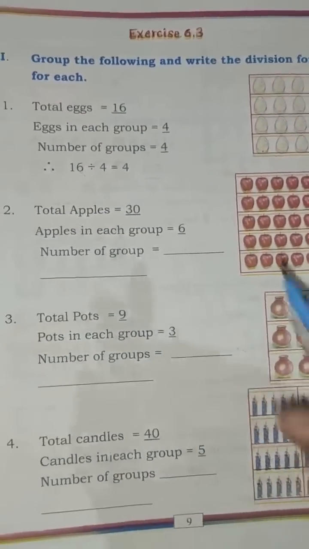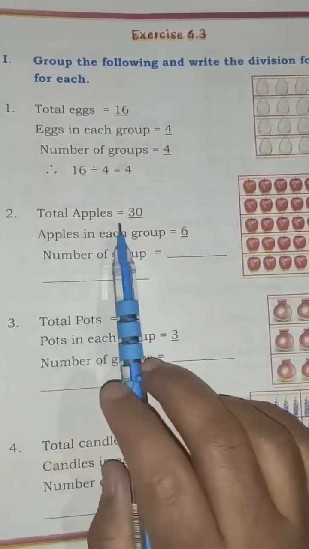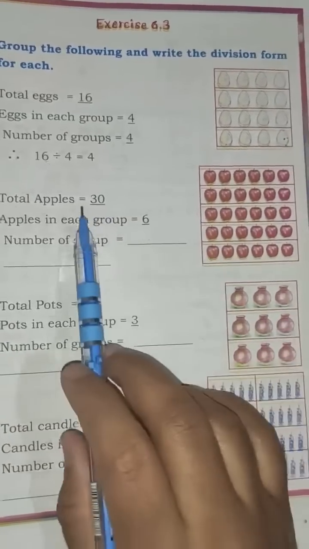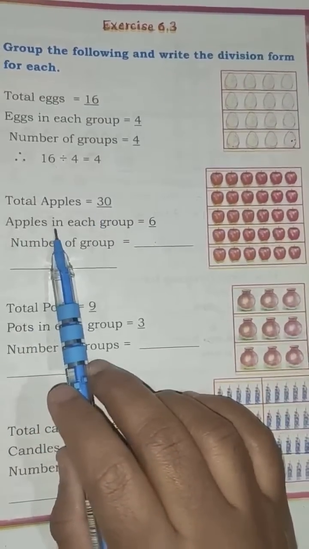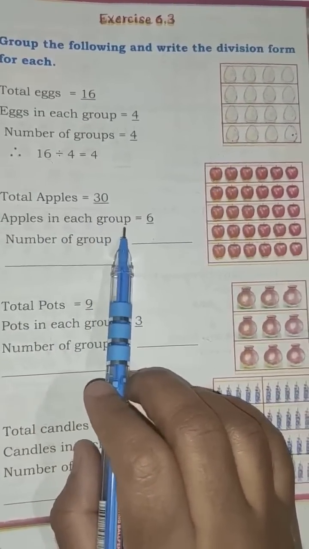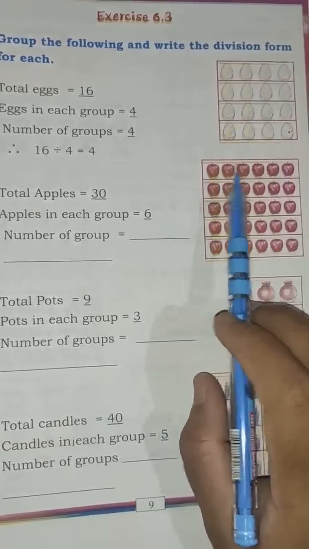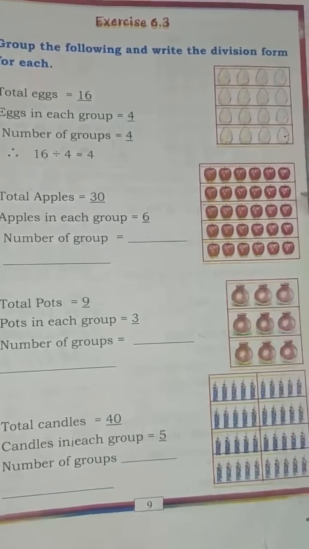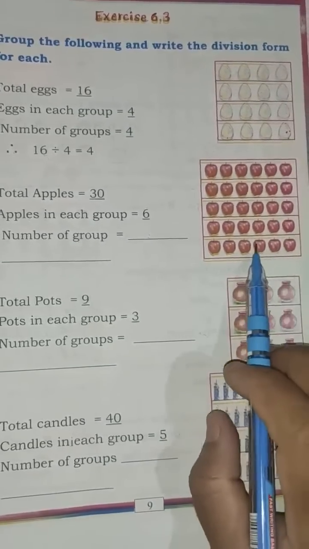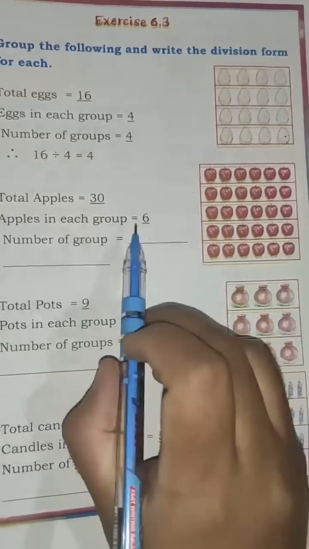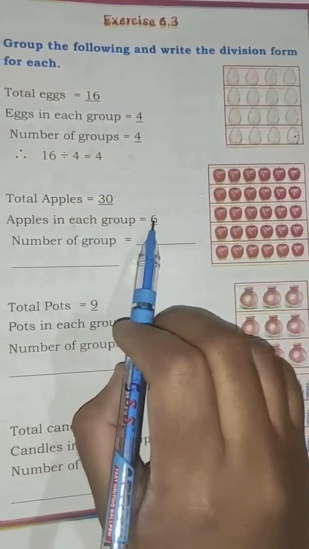Okay, let's take one example. Total apples. How many apples are there in total here? 30 apples are there. Apples in each group. How many apples are there in each group? 1, 2, 3, 4, 5, 6. In the same way, how many apples are there here? 1, 2, 3, 4, 5, 6. Yes, so 6 apples are there. So apples in each group is 6.